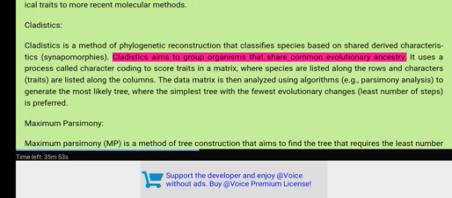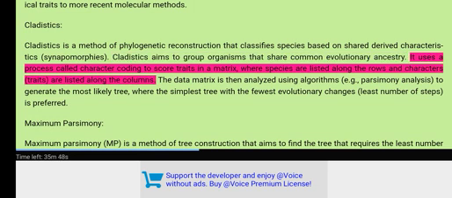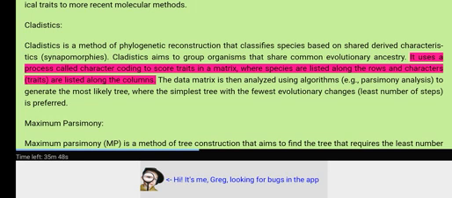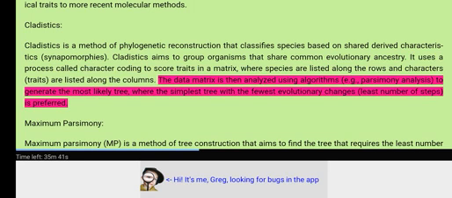Cladistics aims to group organisms that share common evolutionary ancestry. It uses a process called character coding to score traits in a matrix, where species are listed along the rows and characters' traits are listed along the columns. The data matrix is then analyzed using algorithms, e.g., parsimony analysis, to generate the most likely tree, where the simplest tree with the fewest evolutionary changes, least number of steps, is preferred.